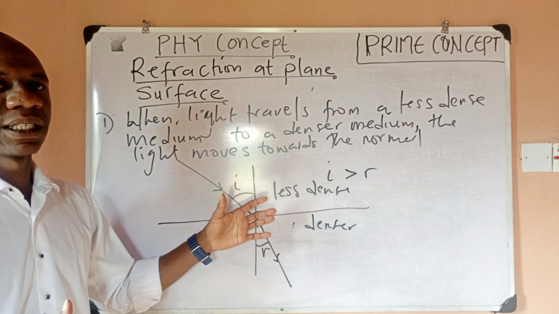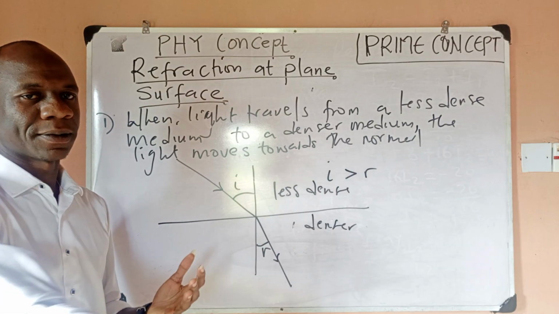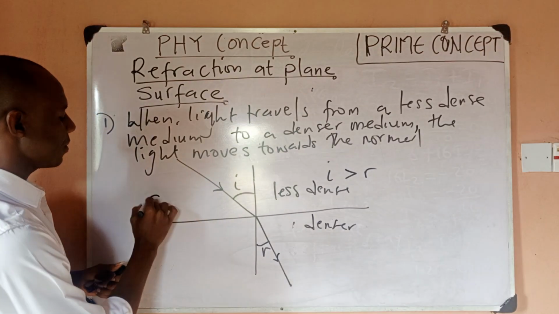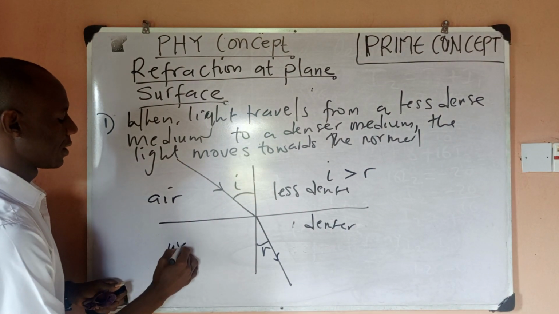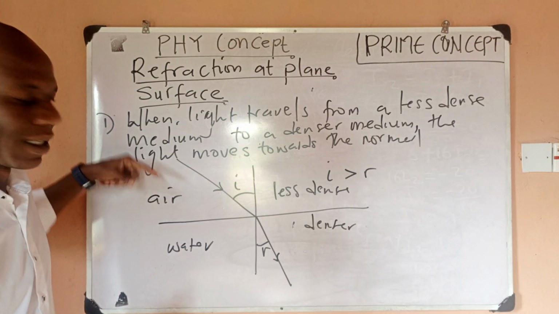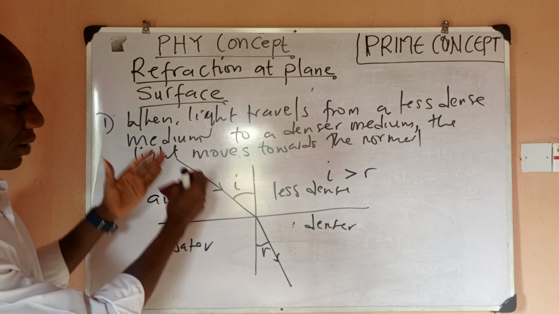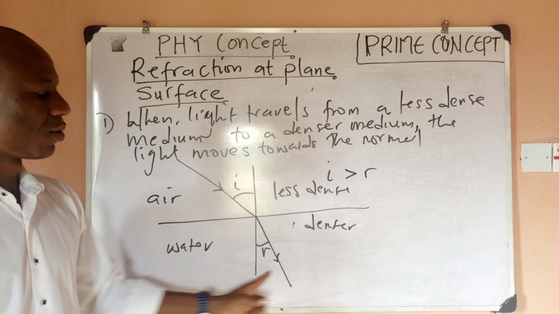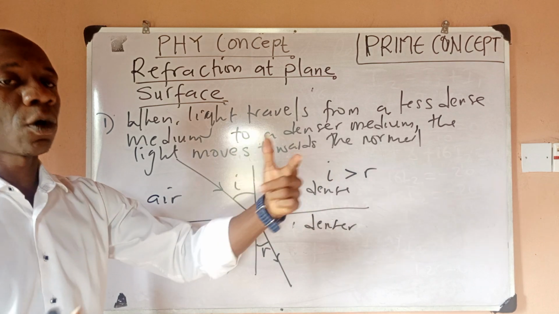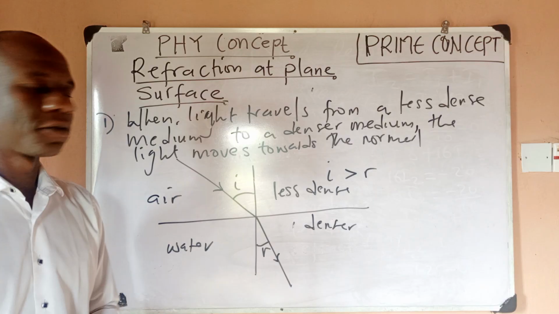An example of this is when light is traveling from air to water. If this first medium is air, and this is water, this is going to be a good example of less dense to denser because water is denser than air. So when you have this scenario, the refracted ray will bend towards your normal so that your angle of incidence at all times would always be greater than your angle of refraction.